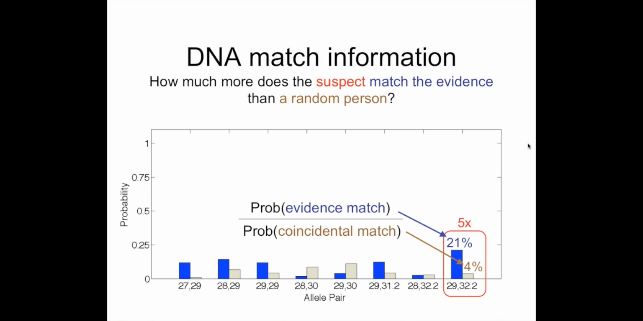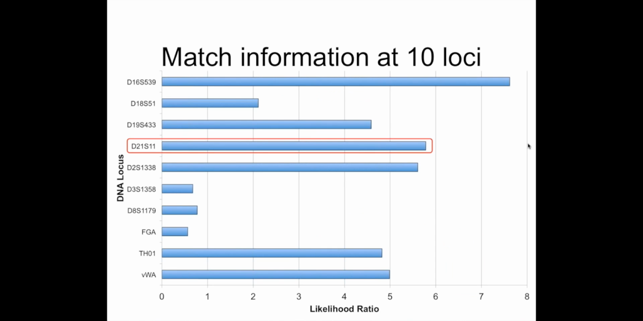So relative to the minor contributor that's been separated out from the mixture, there's a match statistic of 5. And if we look at all 10 loci in SGM+, on the x-axis here's the likelihood ratio, and listed on the y-axis are the 10 loci. Some of the numbers are less than 1, for example D3, D8, and FGA, indicating some support against an inclusion.